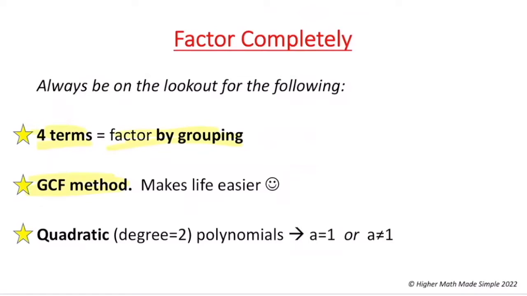Last but not least, always be on the lookout for quadratic polynomials, where the degree is 2, or the highest exponent is 2. And in that, don't forget your 2 cases: where the leading coefficient is 1 or it's not equal to 1. And a reminder, if a equals 1, it's the shortcut method. If a is not equal to 1, that involves factoring by grouping.